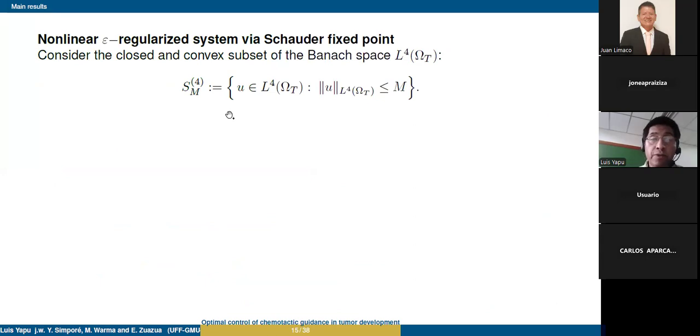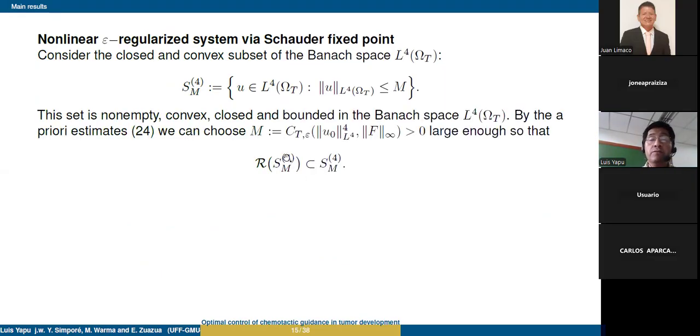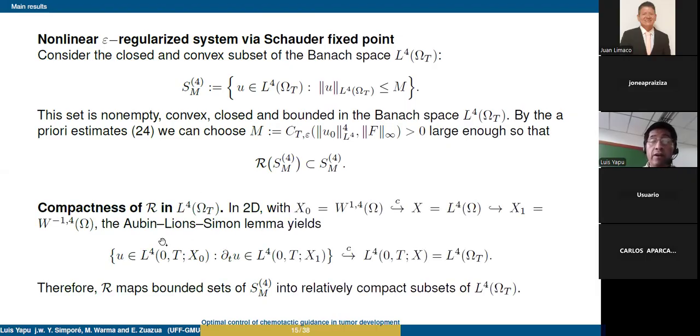Then we have to find a fixed point. We'll use the Schauder fixed point theorem. This is our set. We can show that the map R has its image in the set SM also. And we have compactness using the Aubin-Lions results. The spaces are W^{1,4}, L4, and W^{-1,4}. So we can use the Aubin-Lions result, and we get the compactness of R.